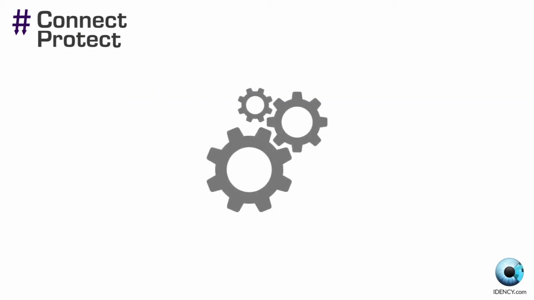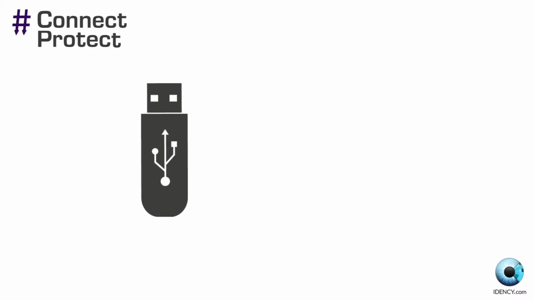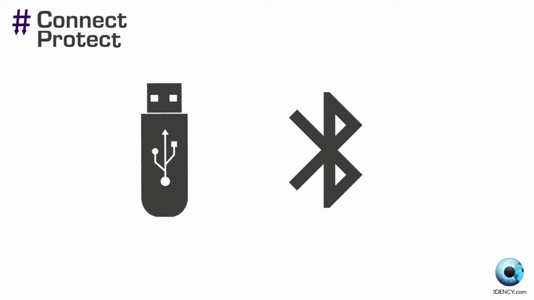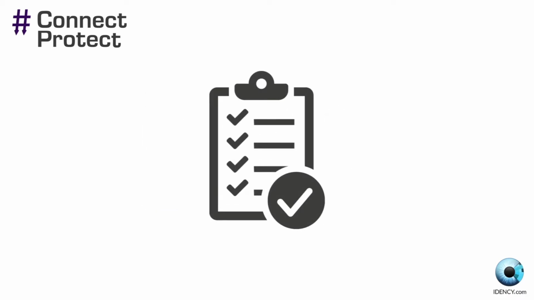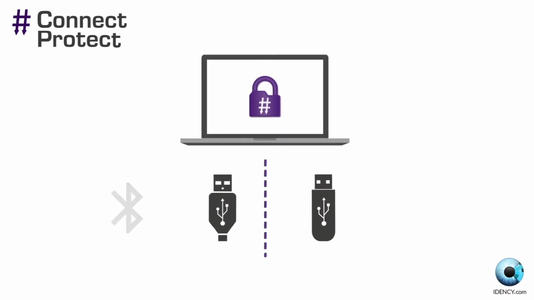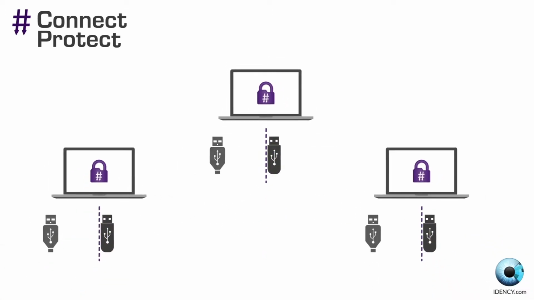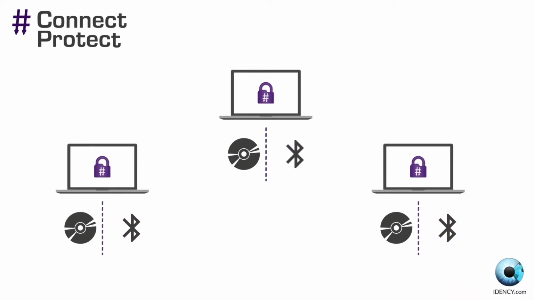How it works, put simply. Connect Protect uses filtered drivers to allow or deny access to devices, flash memory sticks, Bluetooth, etc., depending on the policies that you define. Connect Protect can also make use of Active Directory group policies, allowing simple and familiar management of the product and the policies across organizations.